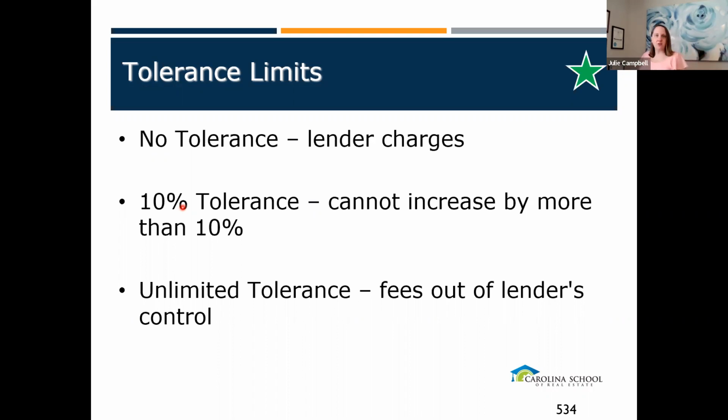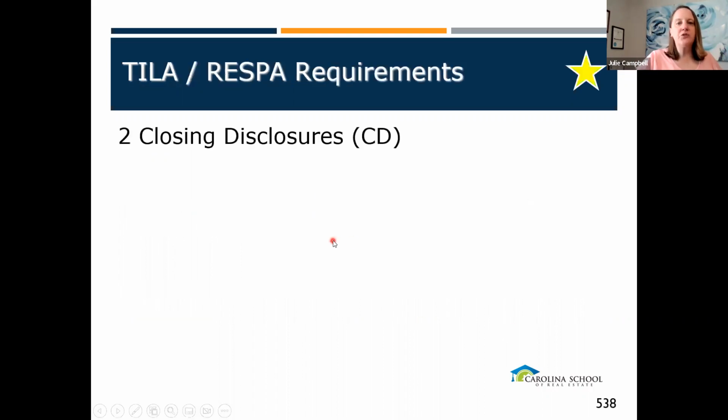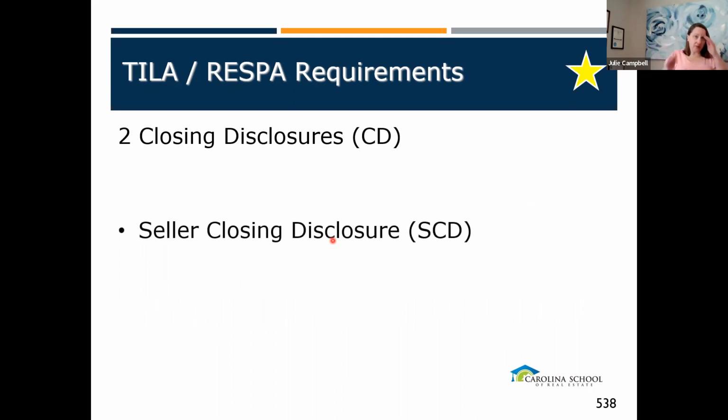So now let's fast forward. We've gotten through the loan application. Within 3 days of loan application, we got the loan estimate. Now let's fast forward to settlement. As we're getting closer and closer to settlement, each buyer and seller are going to be issued a closing disclosure. There are 2 CDs, 2 closing disclosures. One is for the seller.